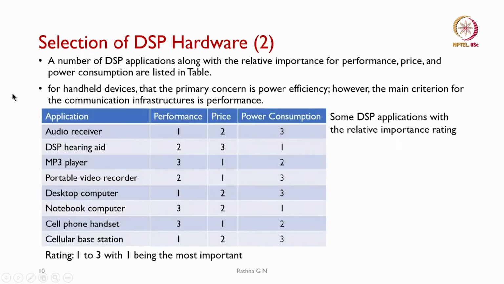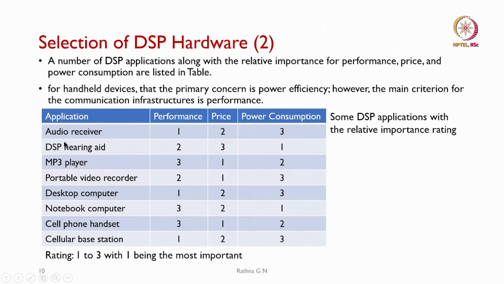So how will we do the selection of the DSP hardware? We will continue with that. We have a number of DSP applications along with the relative importance for performance, price and power consumption, as we have already said, which is given in this table. For handheld devices the primary concern is power efficiency. However, the main criterion for the communication infrastructure is performance. So these are the low end to the high end that you will be traversing here.